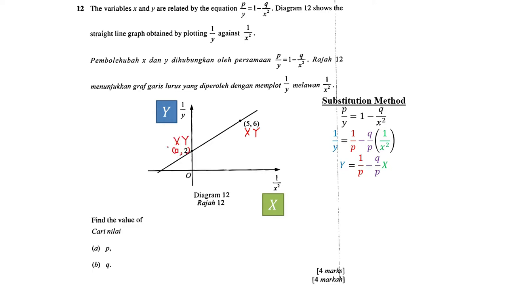Okay, maybe we can substitute the 0 and 2 inside first. We put in. So 2 you put inside the y, 0 you put inside the x. You can see the q over p will be gone. That will give us p is equal to 1 over 2 as our first answer.